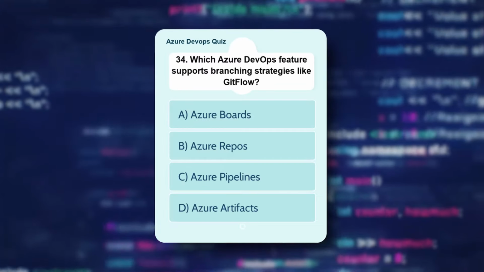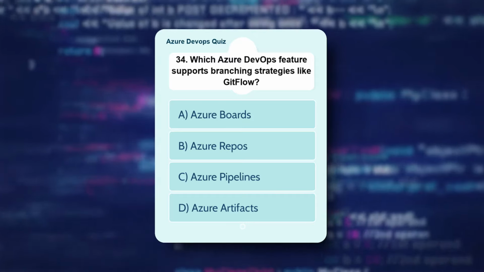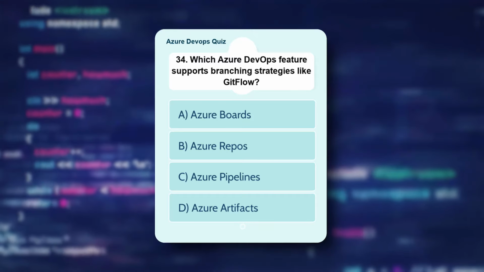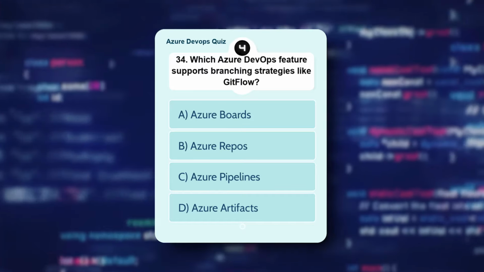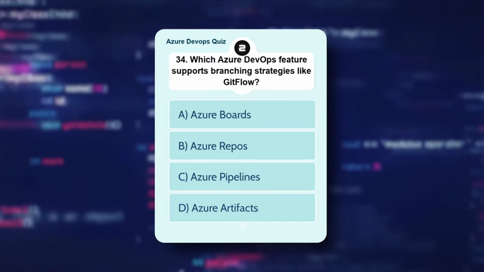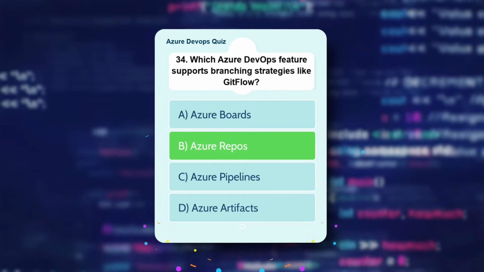34. Which Azure DevOps feature supports branching strategies like Git flow? A. Azure Boards. B. Azure Repos. C. Azure Pipelines. D. Azure Artifacts. Answer: B. Azure Repos.